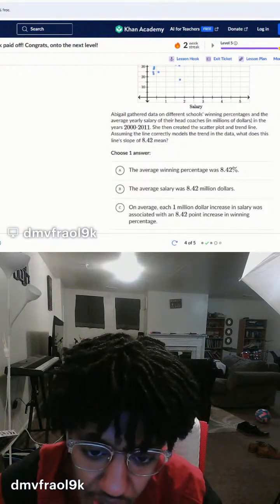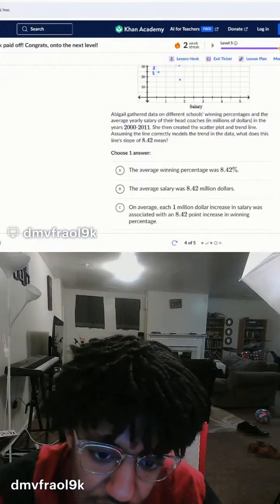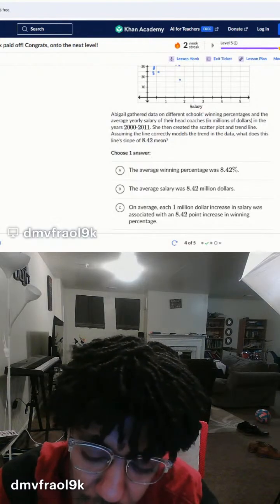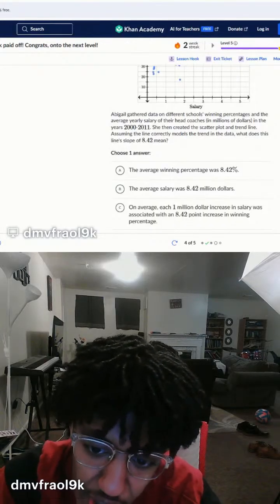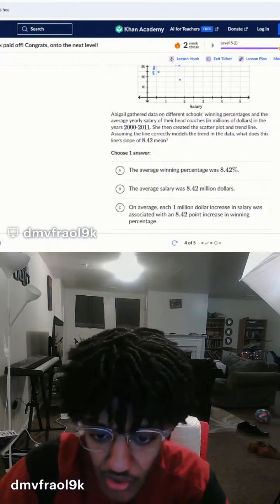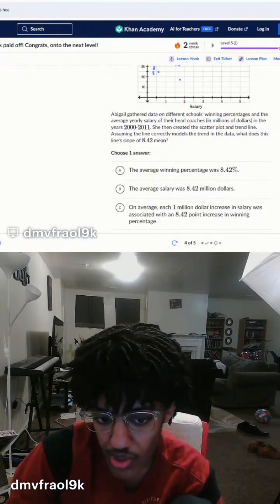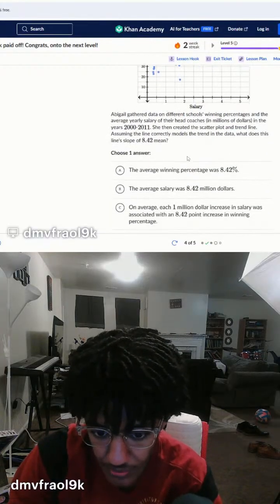Abigail gathered data on different schools' winning percentages and the average yearly salary of their head coaches in millions of dollars in the year 2011. Then she created a scatter plot and trend line. Assuming the line correctly models the trend in the data, what does 0.82 mean? 20%.